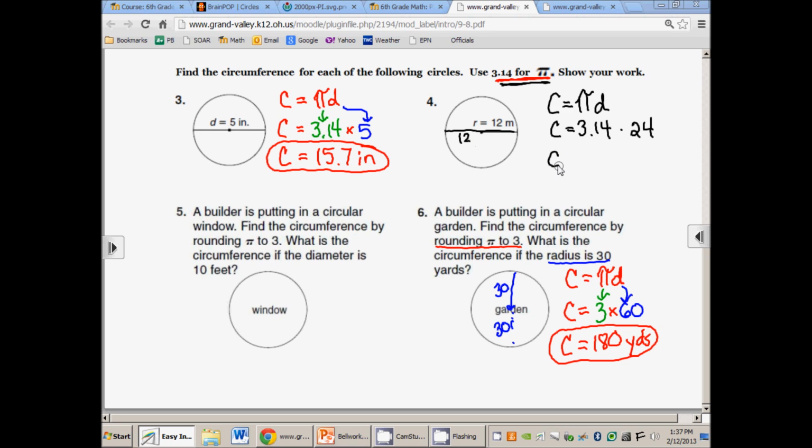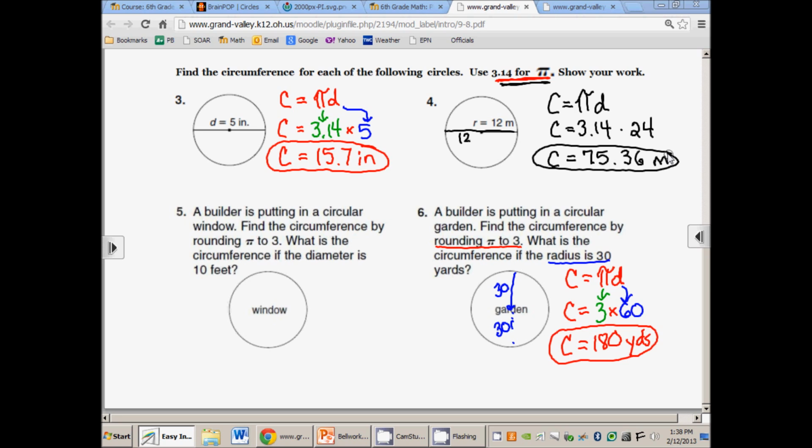So the circumference, you know what? It's not 75 and 36 hundredths. It's what? 75 and 36 hundredths of a meter. Without a label, I don't think our answer is fully right. As a matter of fact, I know it's not. There's a big difference between a meter, like this big, and a mile. Big difference, right?